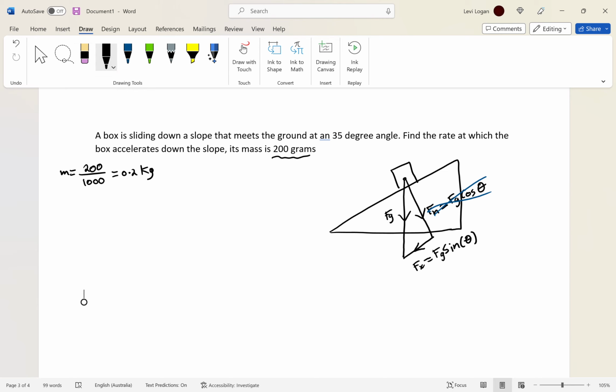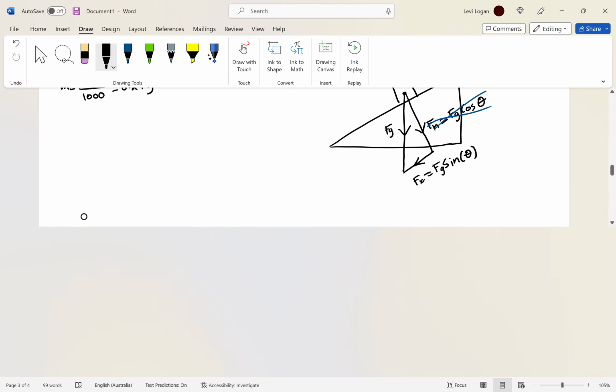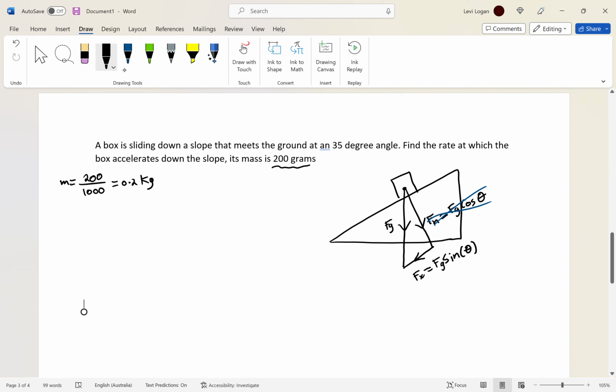Okay, and I like to draw our little force diagram a bit better. So I like to have this one going this way and this force going up. Okay, so this is Fx. This is Fn. Alright. Our angle is 35 degrees. So 35 degrees here, 35 degrees here.